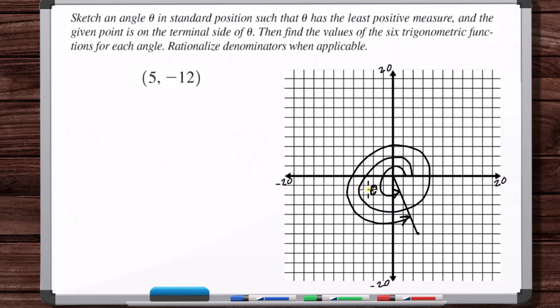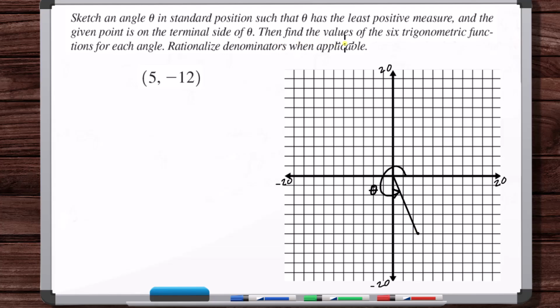But we could draw this angle like that, like you're adding 360 to that theta. That has the same representation as far as the terminal position that the point 5, minus 12 creates, but that's not the least positive. So that's what they mean by least positive. All right, so there's the sketch of the angle theta that has the least positive measure based on the terminal position that the point 5, minus 12 indicates.